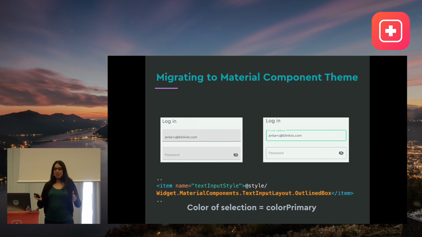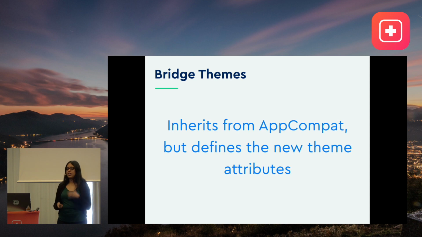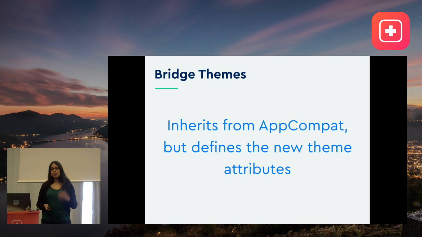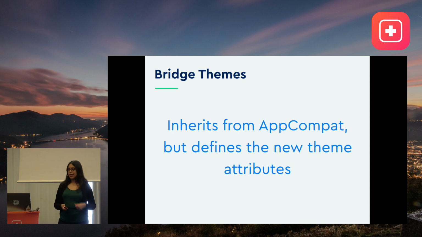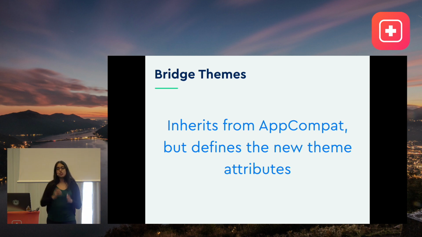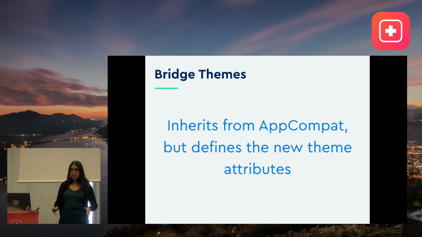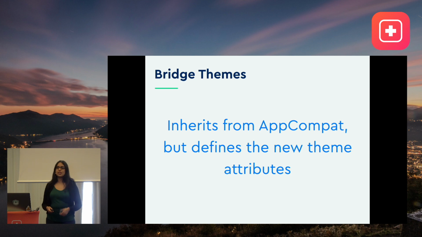It depends on how your styling system is currently set up, and our styles weren't in the best condition, but we were able to do it in a small amount of time, but that may not be the case for you. In which case, I recommend that you use bridge themes. What this does is it inherits from the app compat theme, but it has new theme attributes defined for you. So when you migrate to this theme, nothing will change visually, but you can start using the material components one by one as and when you're ready.